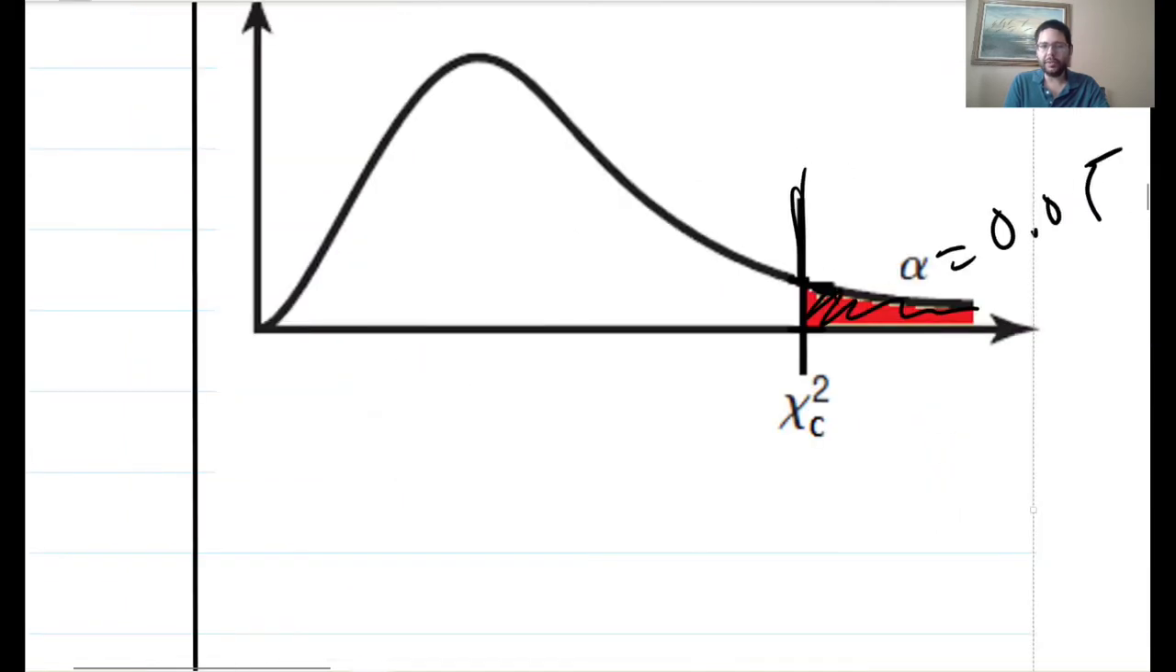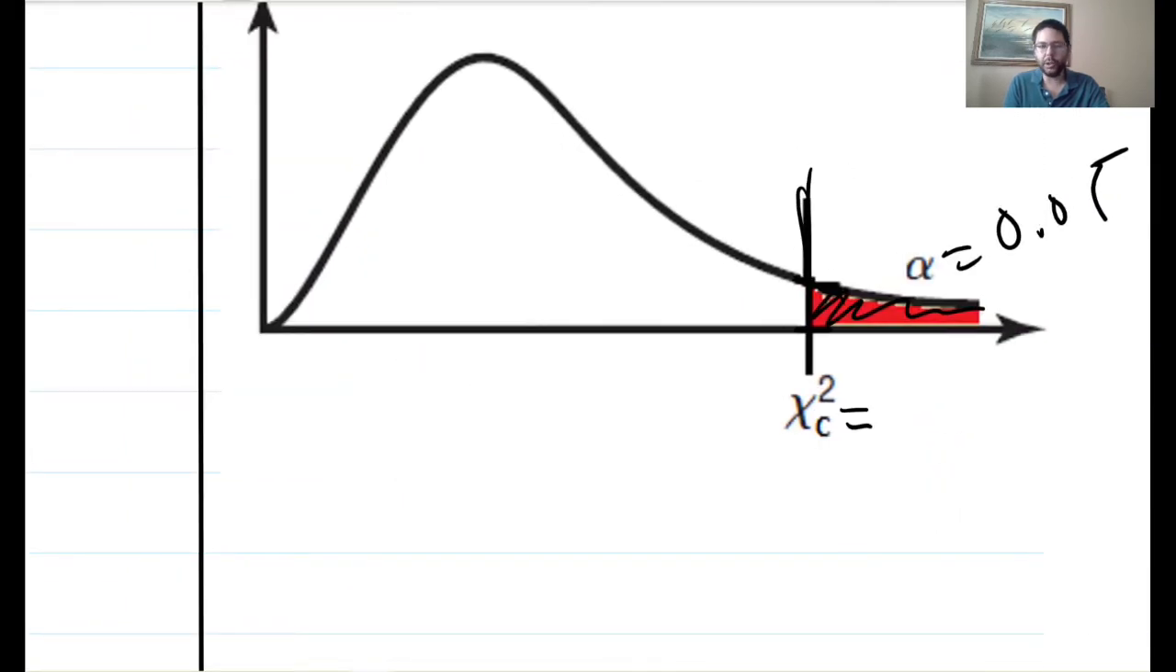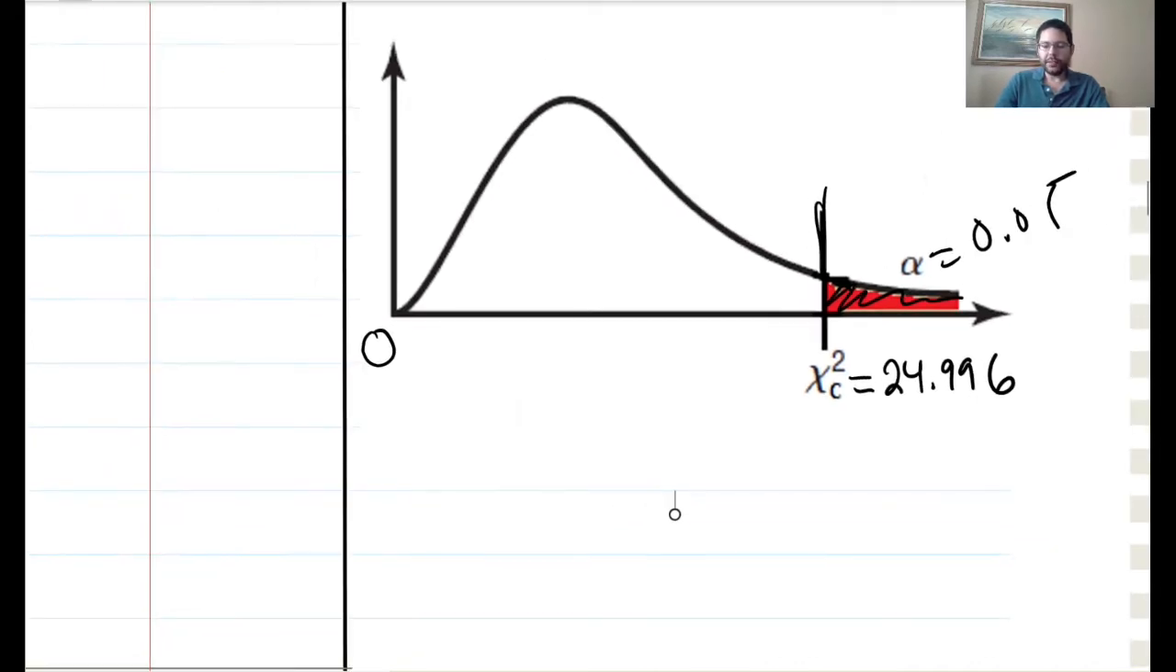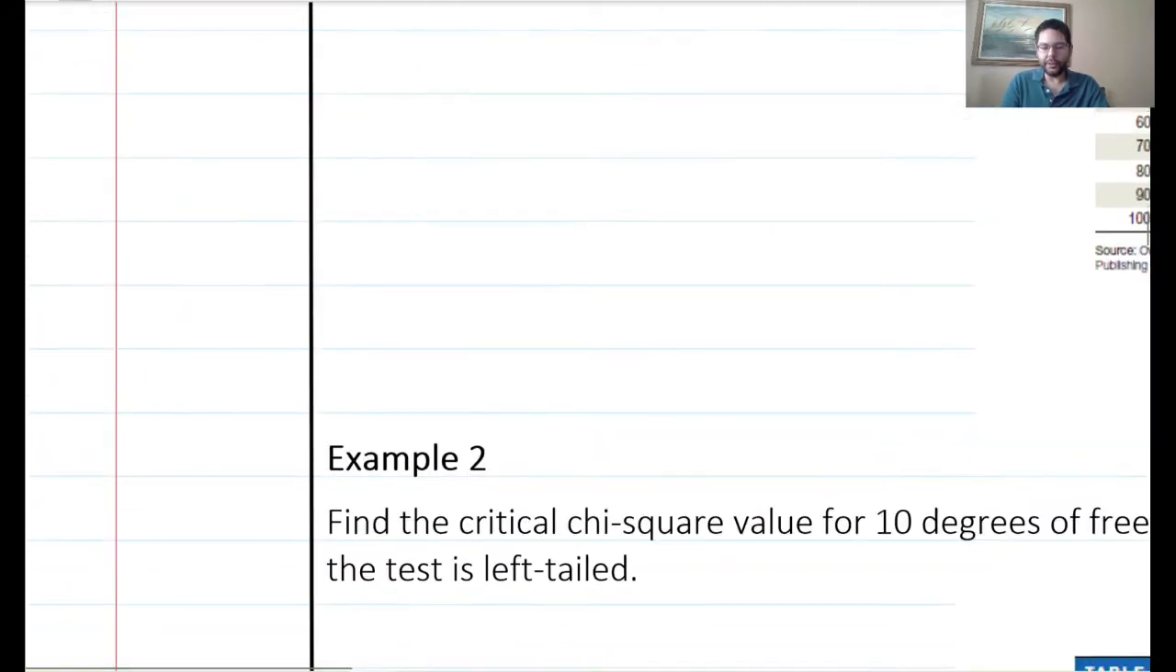All right, and that makes sense because that number is large and we are all the way to the right of the curve, 24.996. Again, remember, the smallest chi-squared value you can get is 0. You can't get any negatives. Notice that there's no negative side to this graph. All right, and that's how we get the critical value. So let's look at another problem.